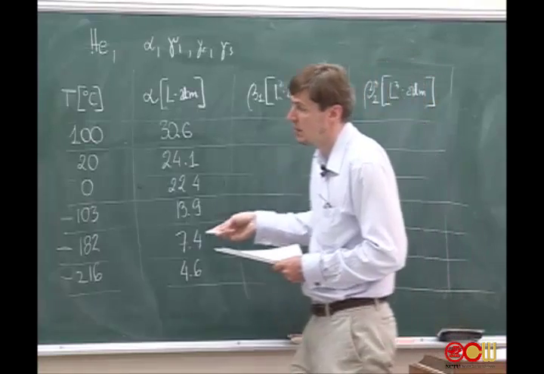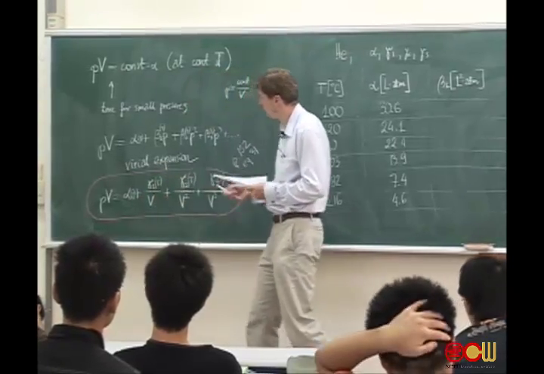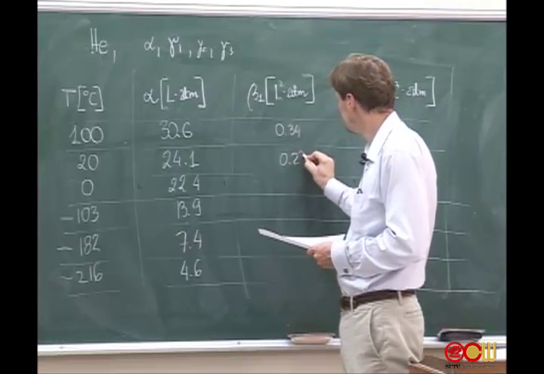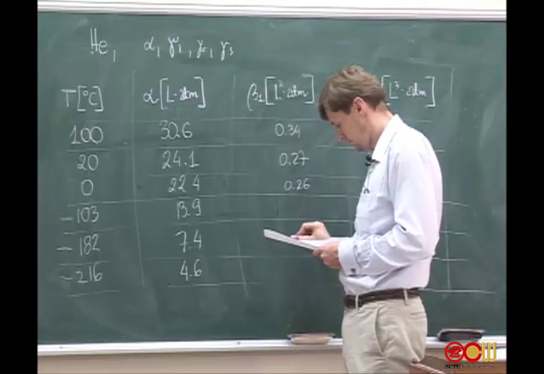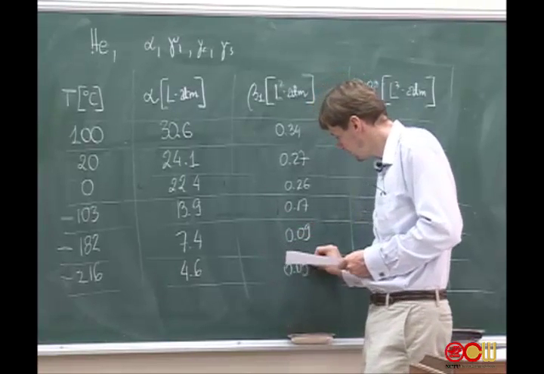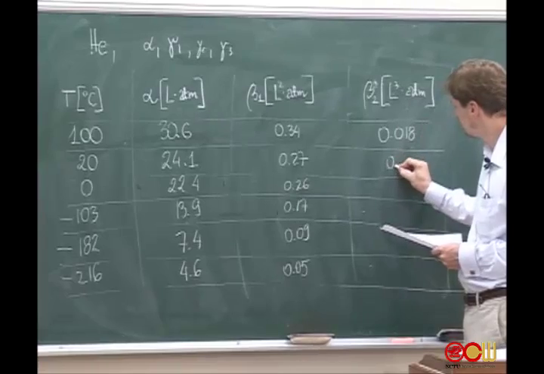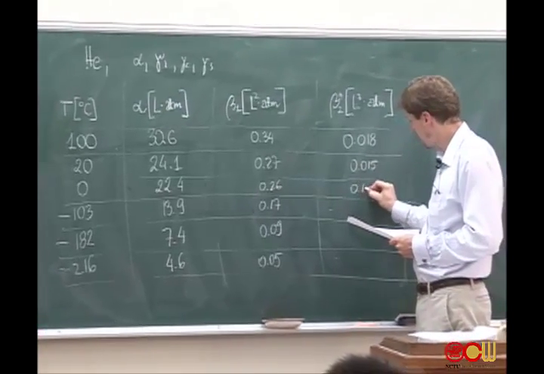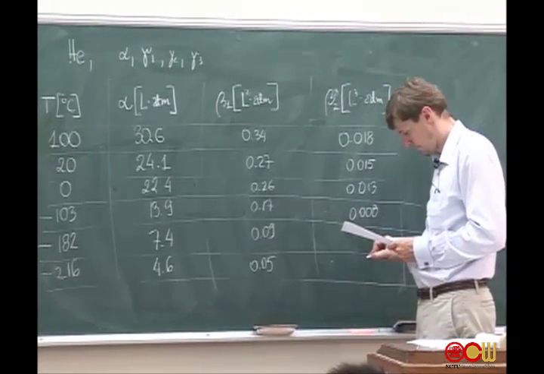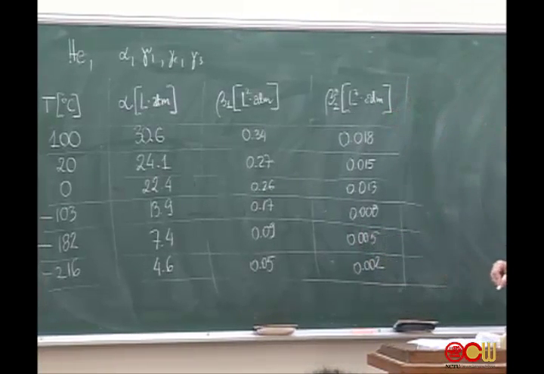Now the first correction. So this is the ideal gas law. Now we have the first correction term, and we see that the first correction term is already much smaller. And the second correction term is much, much smaller. Good.